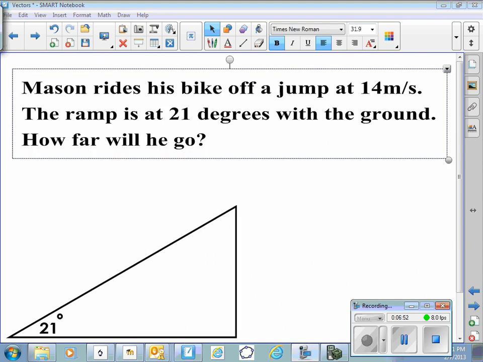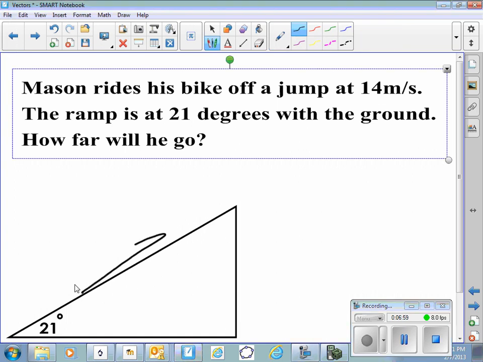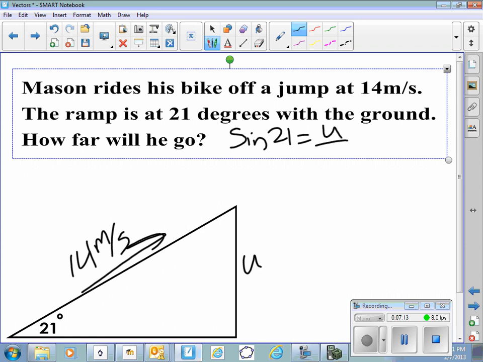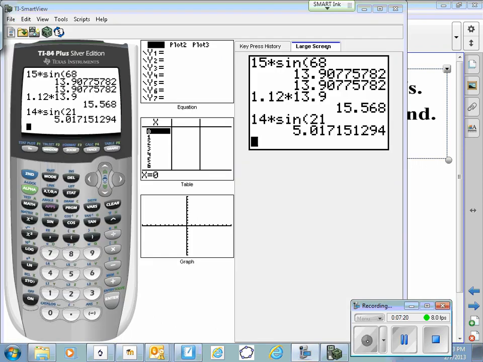Let's do another one of those problems just to make sure we are following. So we're going up at 14 meters per second at 21 degrees. We know the sine of 21 degrees equals the length of the side opposite over the hypotenuse. Solving. 14 times the sine of 21 is 5 meters per second.